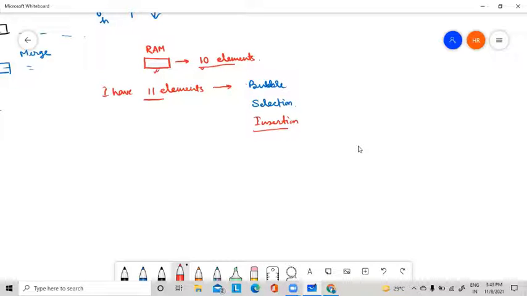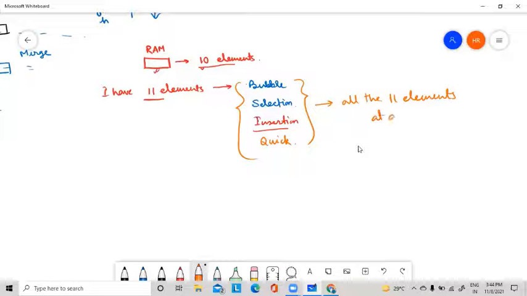Okay, so bubble sort, selection sort, insertion sort, even quick sort, if I want to perform quick sort, if you remember the last day's quick sort, then we required all the elements. If there are 11 elements, we required 11 elements at a time. So for all these algorithms, we need all the 11 elements at a time. Without having all the elements, it is not possible to perform the sorting. But by limitation, the RAM size can only accommodate 10 elements.